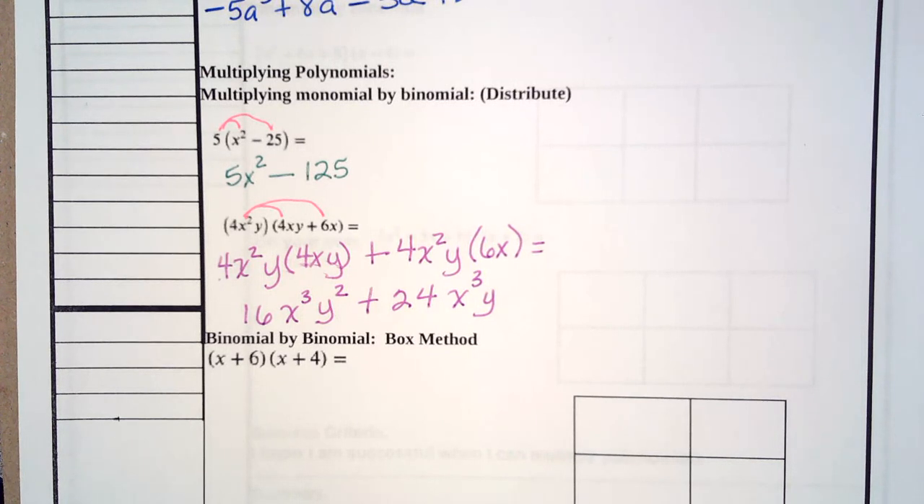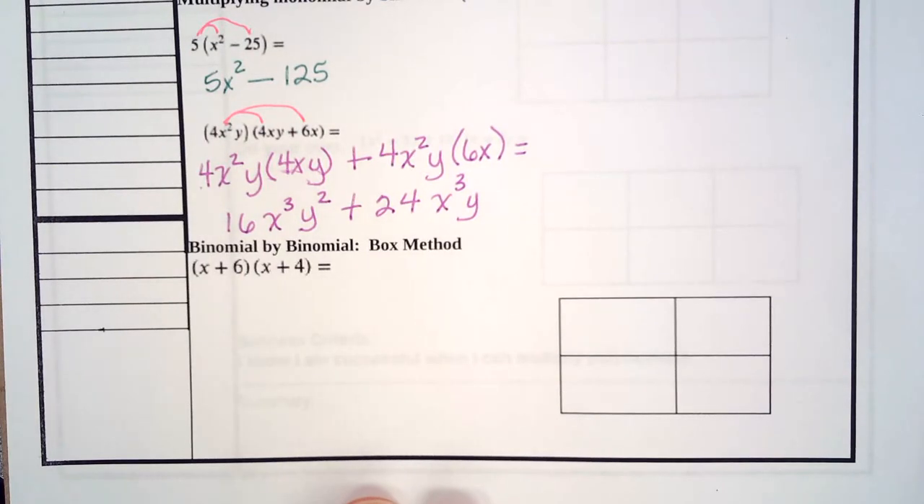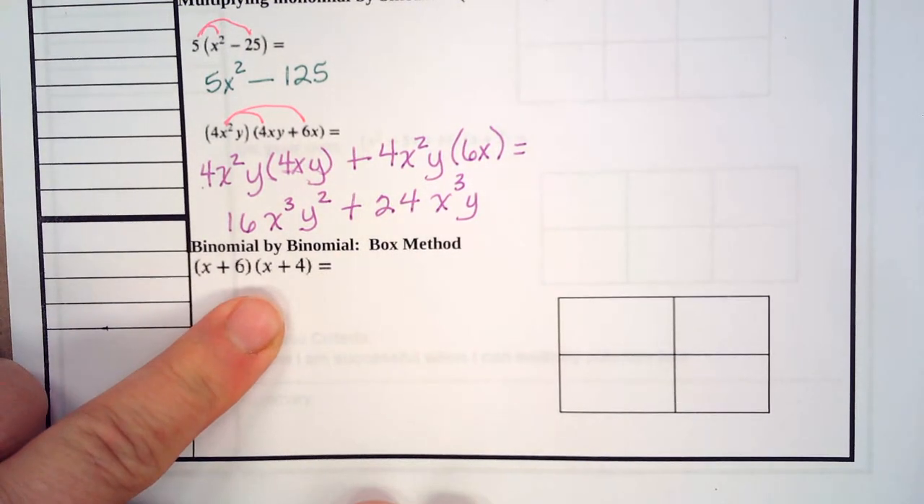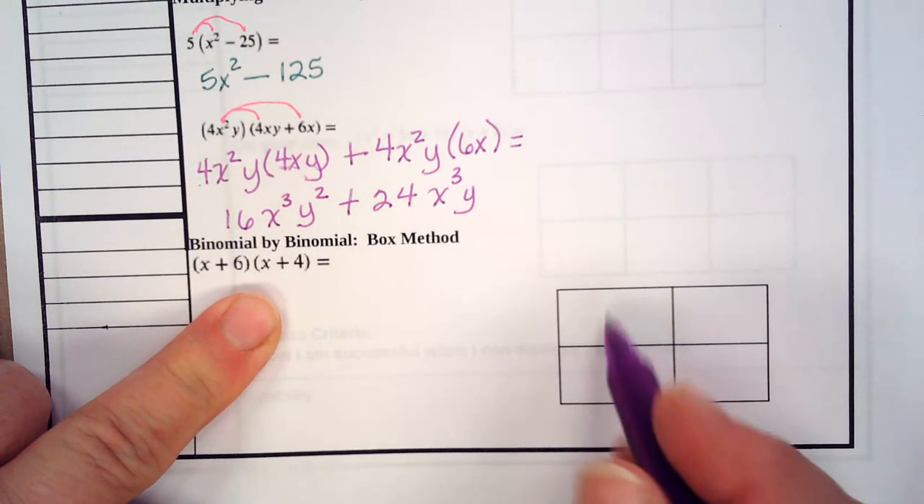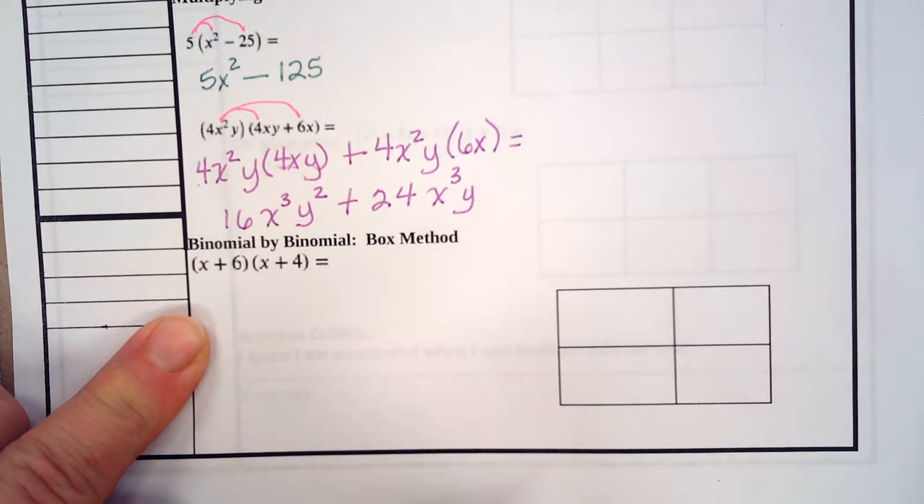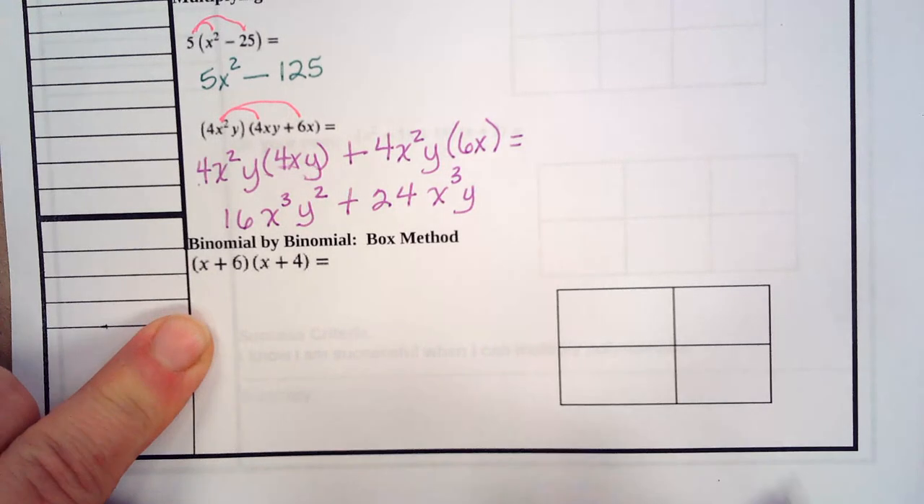The method I would like you to get really comfortable with when we go bigger than a monomial is what we call the box method. The box method is simply a schema to help you stay organized. If you notice, I've got a binomial times binomial, so 2 rows and 2 columns. I've got 2 terms in each of them. That's how you know how many rows and columns you need.